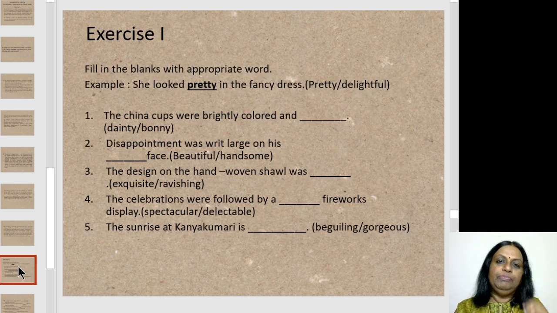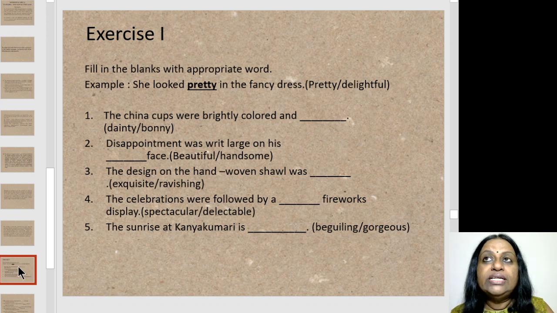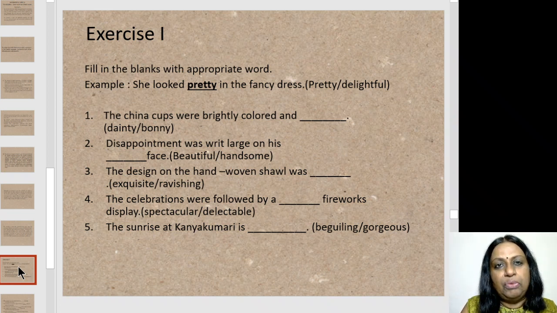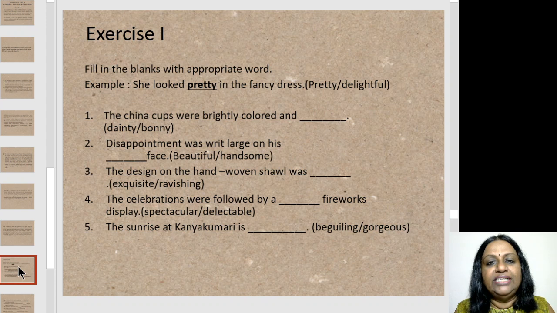So I hope you all have understood the origins of synonyms, why the English language has so many synonyms, and how important it is for us to use the right word in the right context. So let's move on to some exercises from your textbook. I'll do these exercises with you, where we will use the appropriate synonym in the right place.